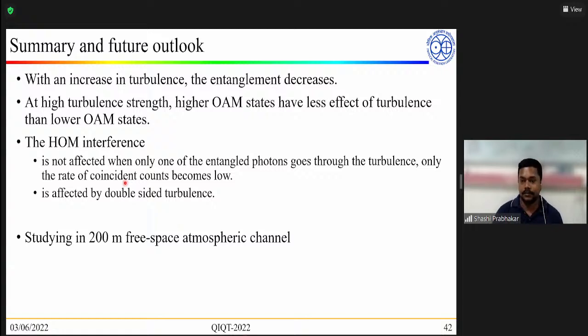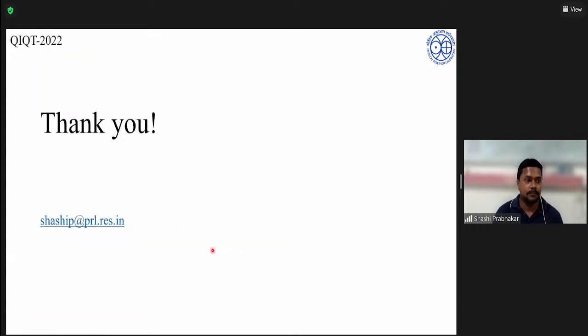As I was introduced, I have joined the Physical Research Laboratory recently. Here we have access to a 200-meter free-space atmospheric channel. So some of these results we are going to test in the field, maybe in the next season, maybe when the rain comes soon. This is my plan for the future. With these two results, this brief summary and the outlook, I thank everyone for the attention and I am open to questions.